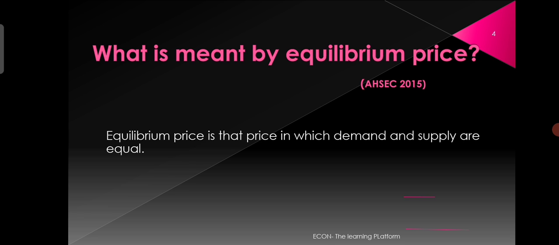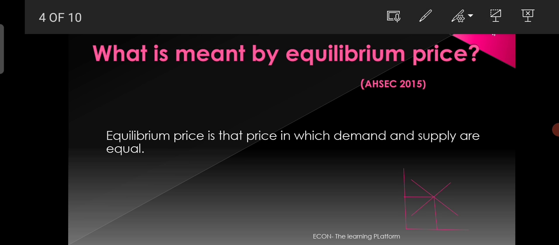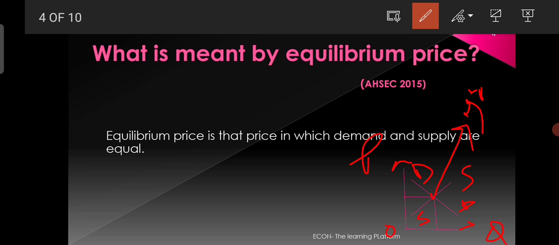We can also explain with the help of a diagram. Here is the diagram. Suppose here we measure price. This is the quantity axis. This is the demand curve. As we all know, this is downward sloping. This is the supply curve. This is upward rising. Both the curves intersect at point E. This point is known as the equilibrium point. At this point the price is determined and this price is known as equilibrium price. So the price where demand and supply are equal is known as equilibrium price.